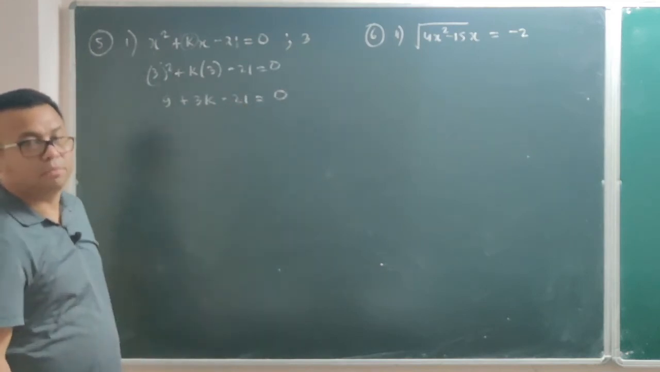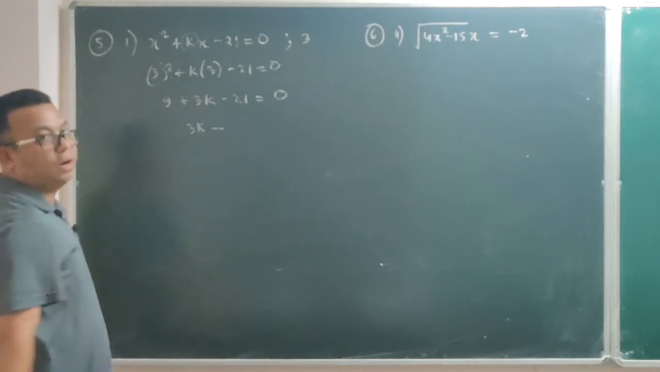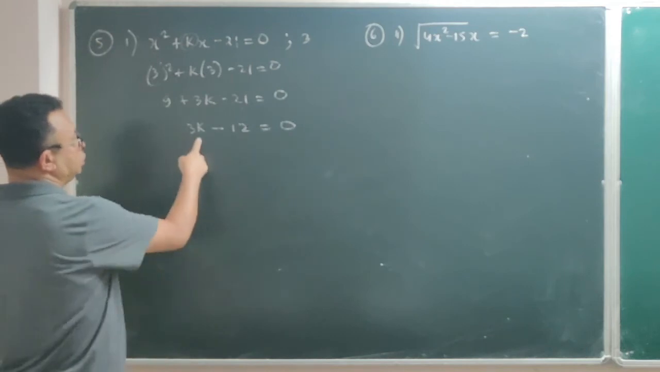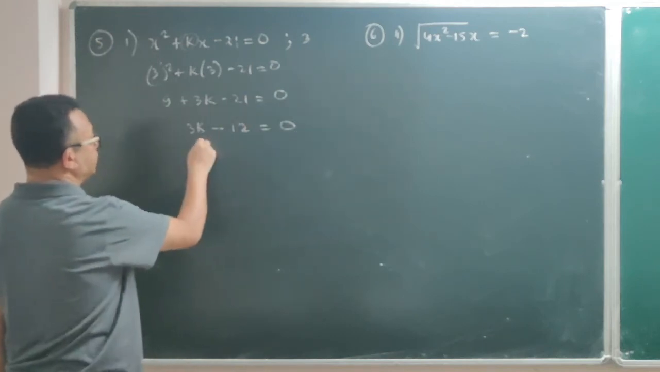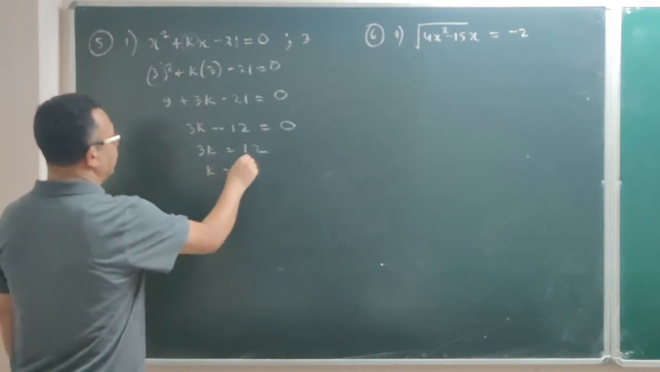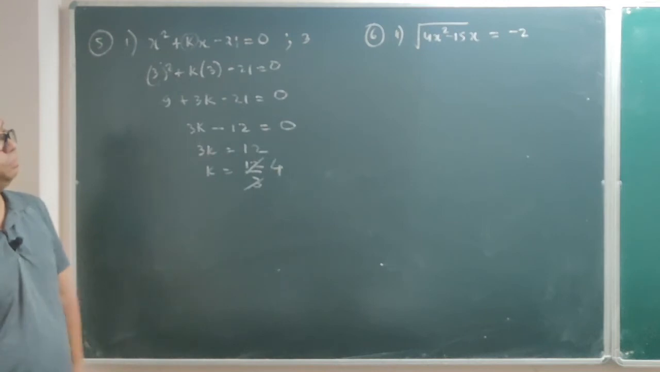So this is 9 plus 3k minus 21 equal to 0. 9 minus 21, plus and minus is minus, so it is 3k minus 12 equal to 0. Now since you are asked to find the value of k, transfer 12 to the other side. So minus 12 as it goes to the right side will be positive 12. So k is 12 by 3, which is 4. See, so easy and simple.